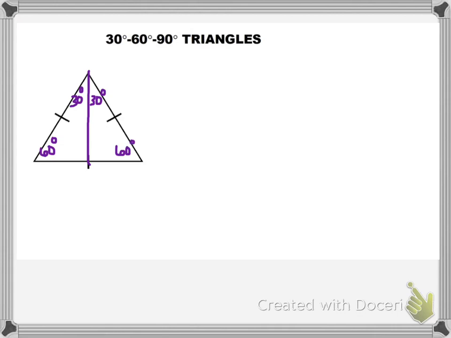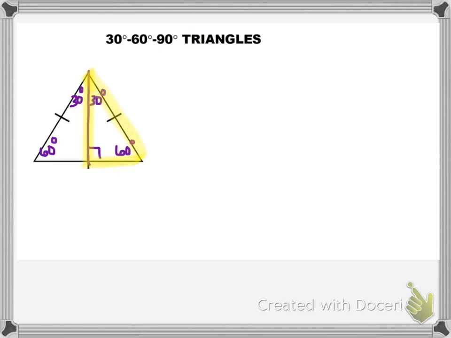The altitude also makes a right angle with the base. So what we're looking at here, if I look at half of this triangle, I have a 30-60-90 degree triangle. What we're going to do now is try to figure out, well, what's the ratio of the sides? Currently, I don't know the length of any of its sides.